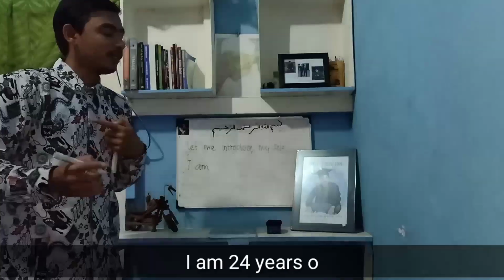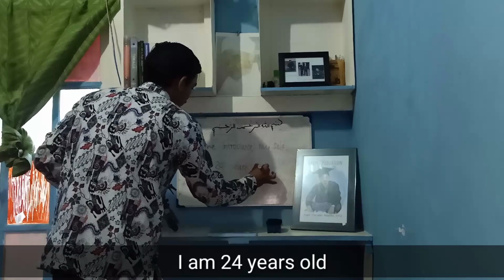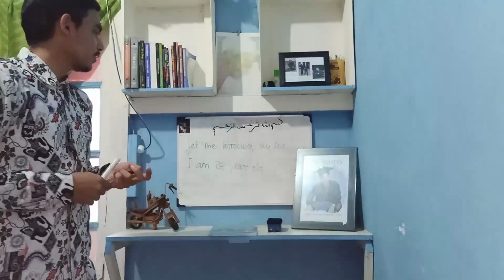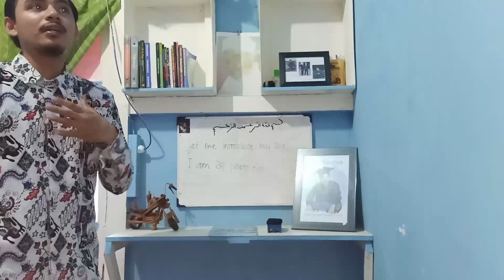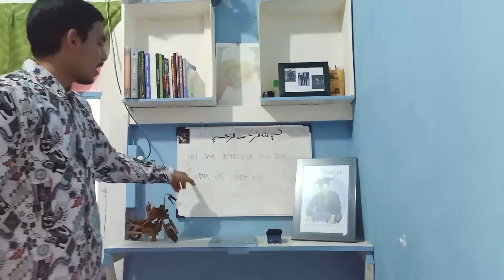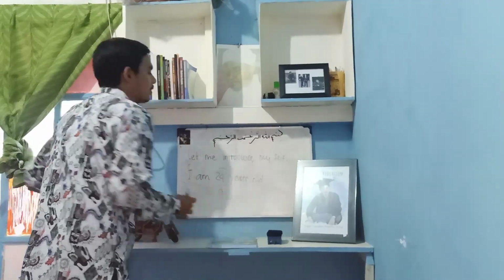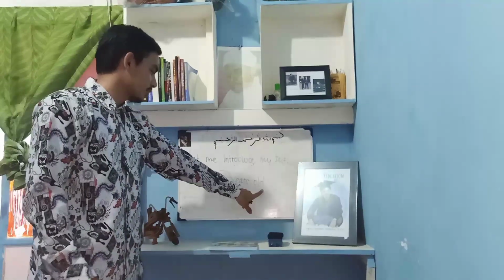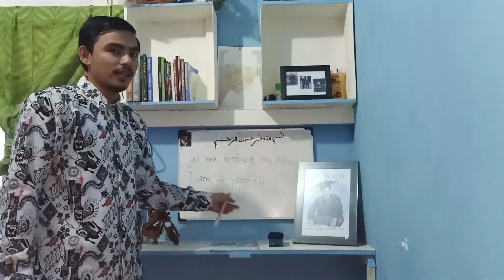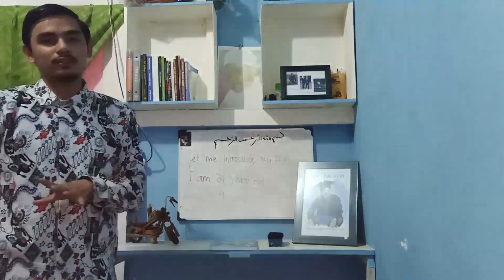Okay, you can say I am. For me, I am 24 years old. So if you want to mention your age, maybe your age is around 8 or 9 years old. So you can say I am, and you may change here to be 9, for example. Don't forget to say years old. Okay, so you can say I am 9 years old. Okay, that's the third point.